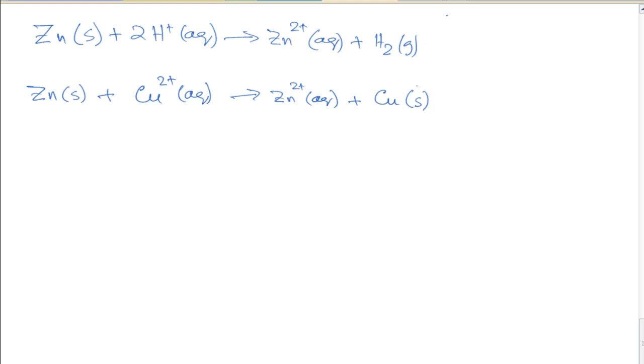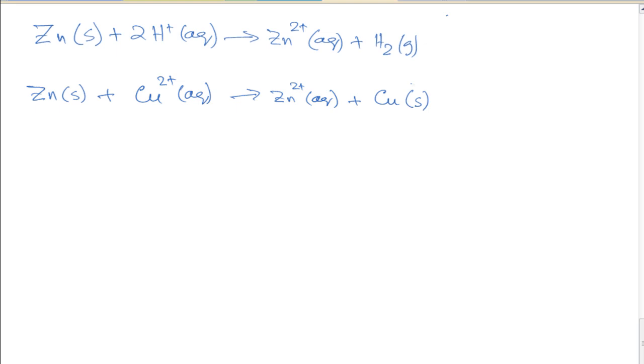Is this reaction balanced? I have one zinc on the left, I have one zinc on the right, I have one copper on the left, I have one copper on the right. I have 2 plus charge on the left side total, I have 2 plus charge on the right side. So everything is balanced. The net ionic reaction is balanced.